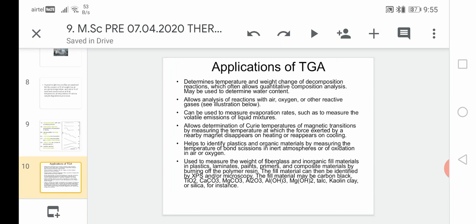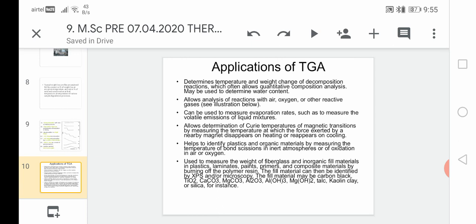So these are the applications of TGA. It determines temperature and weight change of decompositions, allows analysis of reaction with air, oxygen or other reactive gases, and can be used to measure evaporation rates, such as to measure the volatile emissions of liquid mixtures. It allows determination of Curie temperature of magnetic transitions by measuring the temperature at which the force exerted by a nearby magnet disappears on heating or reappears on cooling.